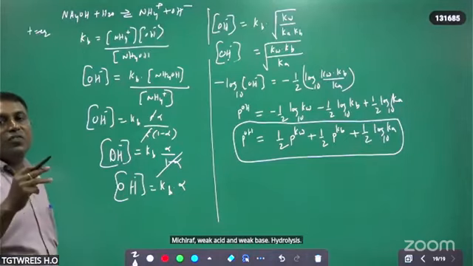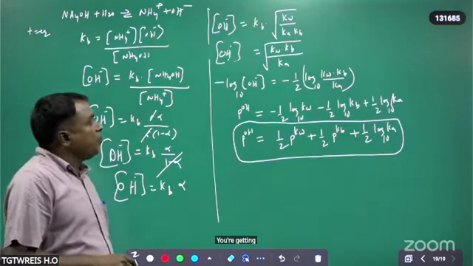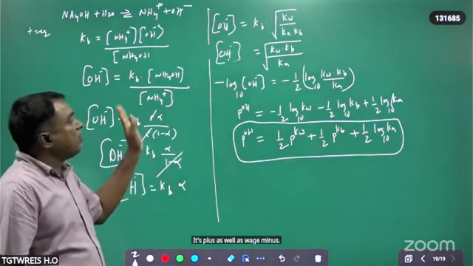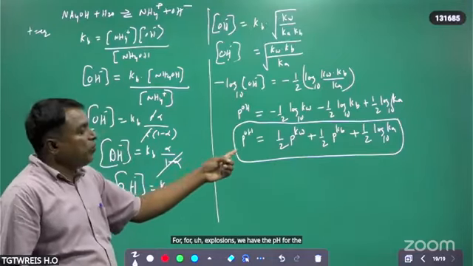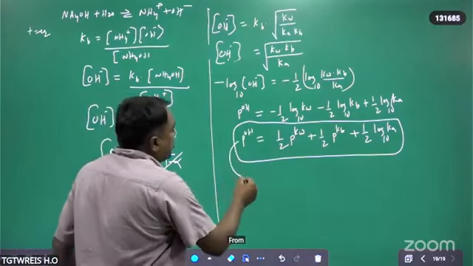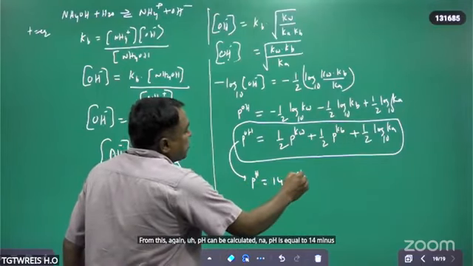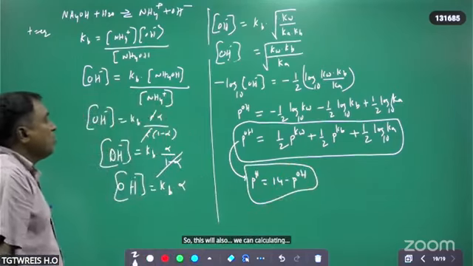Upon hydrolysis of the weak acid and weak base, you will get H plus as well as OH minus. For H plus ions, we have the pH. For the OH minus ions, pOH. From this, pH can be calculated. Now pH is equal to 14 minus pOH. So we can calculate this also.